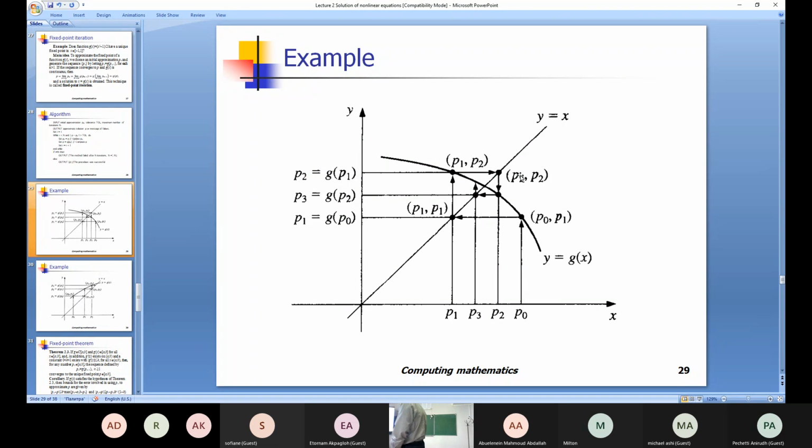Well, let's consider the following problem. Let's consider the root finding problem: cos x minus x equals 0. So f of x equals cos x minus x equals 0.